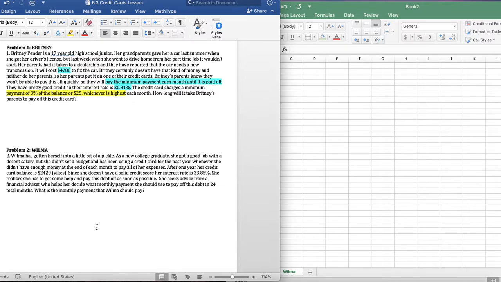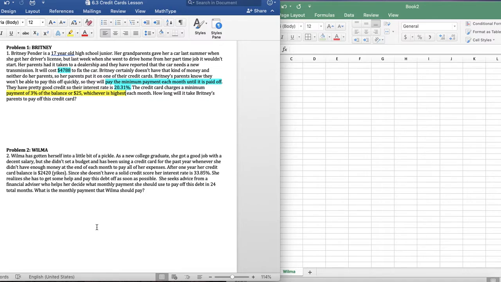After 1 year, her credit card balance is $2,420. Yikes. Since she doesn't have a solid credit score, her interest rate is 33.85%. I would gather if her interest rate is that high, she probably just did not pay it, even the minimum payment, one of those months. And that's how she got that fun credit rating. Or not credit rating, interest rate.